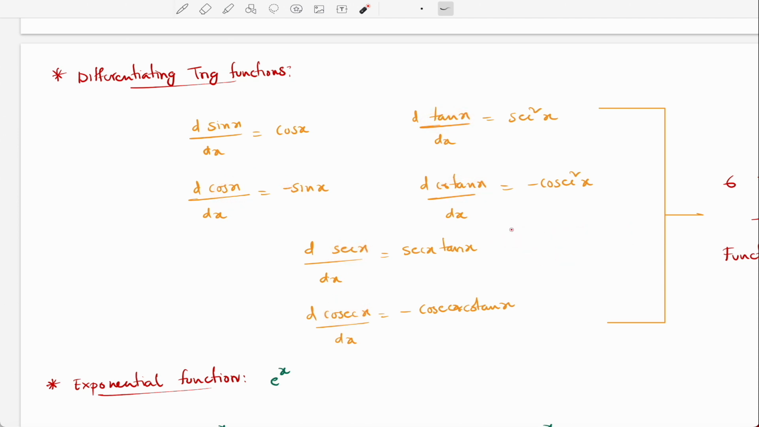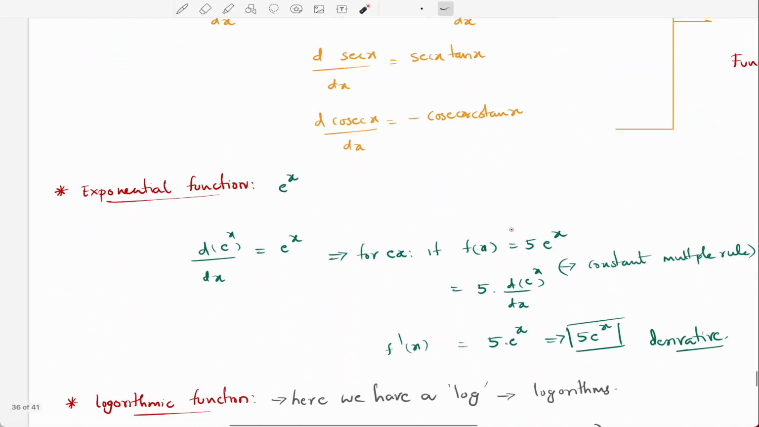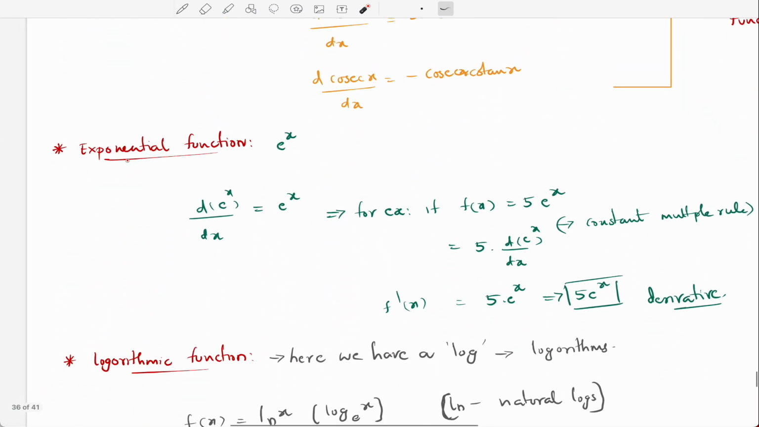So we have discussed until 5, and I just want to discuss the exponential functions. So what are the exponential functions? If we have e power x, then this is called an exponential function. I just want to give an example. The derivative of an exponential function is the same, e power x.